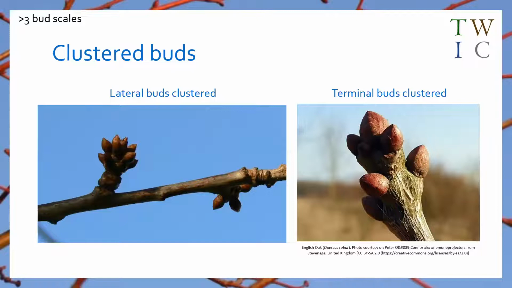So we now move on to those species with clustered buds. So usually when you look at a twig, you might have one or two buds along the side shoots and at the tip. But in oaks and cherries, they have clustered buds. And the position of these clusters is key to determining whether you've got oak or cherry. So if the clusters occur on the side shoots and you have maybe one or two buds at the tip, you've got a cherry. Whereas if your clustered buds occur at the terminal, at the tip of the shoot, the terminal buds, you've got an oak. But in other respects, you can see that they look very similar.